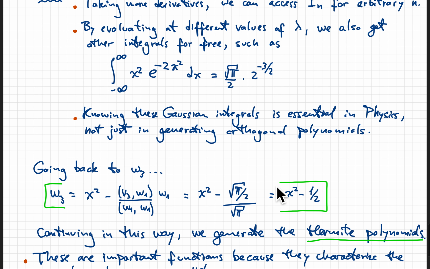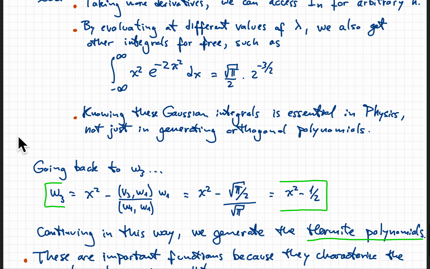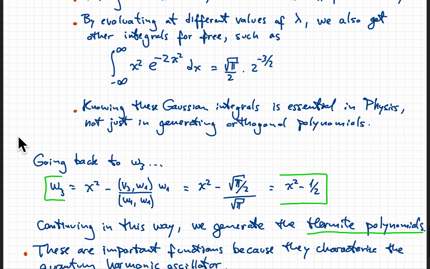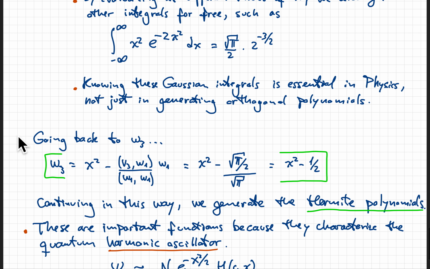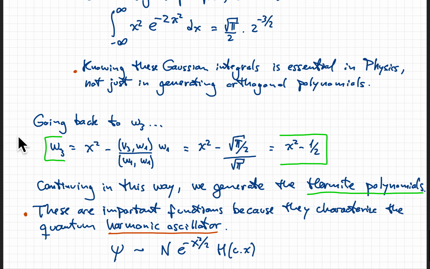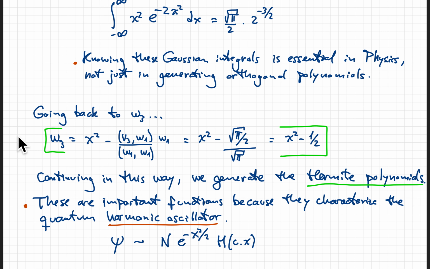Now we can normalize this. We could calculate the normalization of W3 with itself and divide by the square root of that. I haven't done it, but that's basically the Hermite polynomial. These are very important functions, these Hermite polynomials, because they characterize the quantum harmonic oscillator.